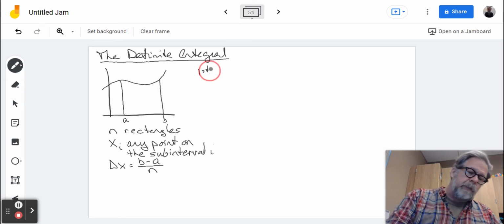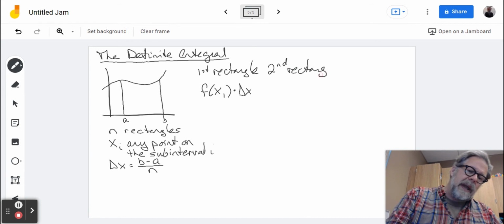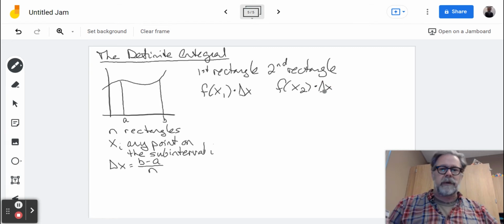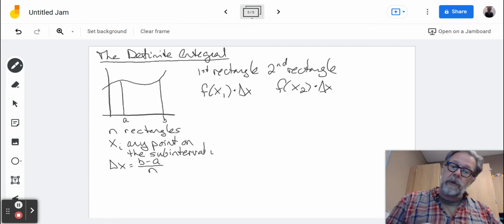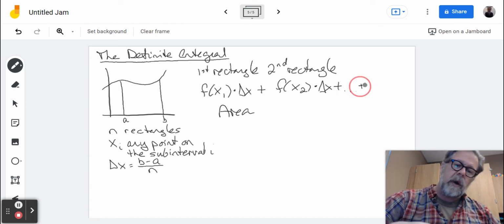Our first rectangle has height f of x sub 1 times the width of the rectangle. Our second rectangle has height f of x sub 2 times the width of the rectangle. Notice they're all the same width, so we've got delta x for the width of every rectangle. And the area of this whole thing is going to be the sum of all these rectangles, dot, dot, dot, all the way to f of x sub n times delta x.